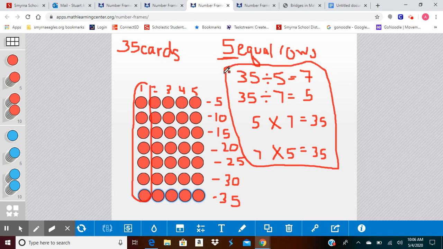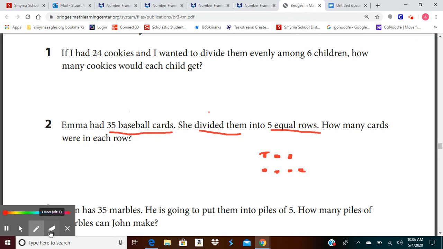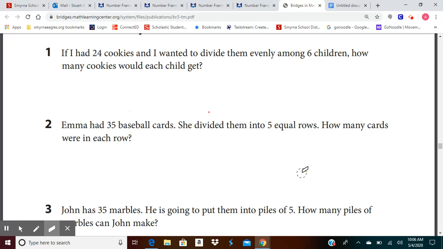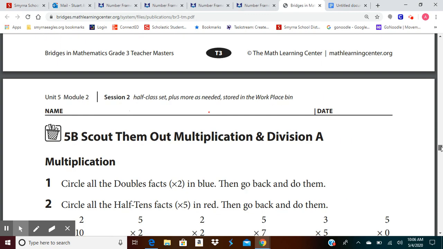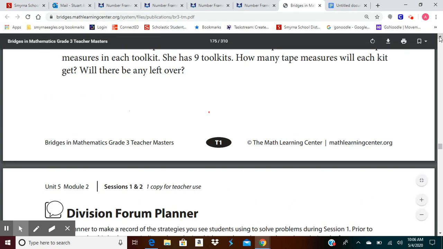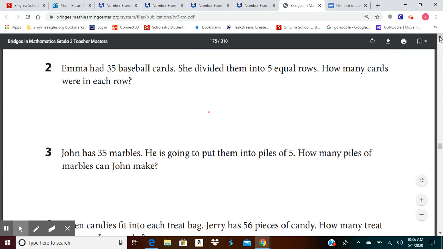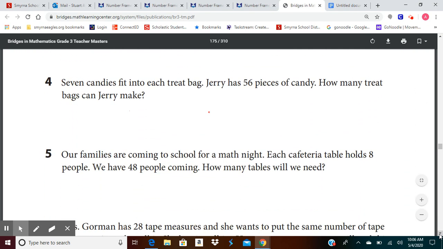Okay? So let's try and do one more together. And then I will show you a problem that you can try. Well, actually, how about, we're going to skip number 3, because 3 is almost identical to what we just did in 2. So we're going to skip 3. Let's look at number 4.